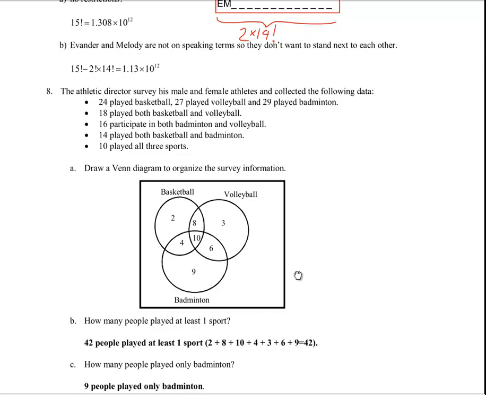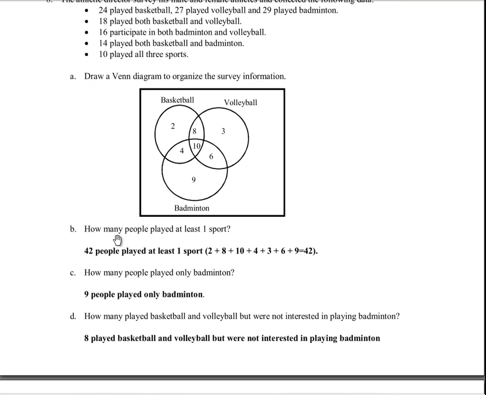Now we're asked some questions about this. How many people played at least one sport? Well, we just add up all the numbers. So 2, 8, 10, 4, 6, 3, and 9, and those add to 42. So 42 people played at least one of the sports. How many people played only badminton? Now, only badminton is this 9 here.